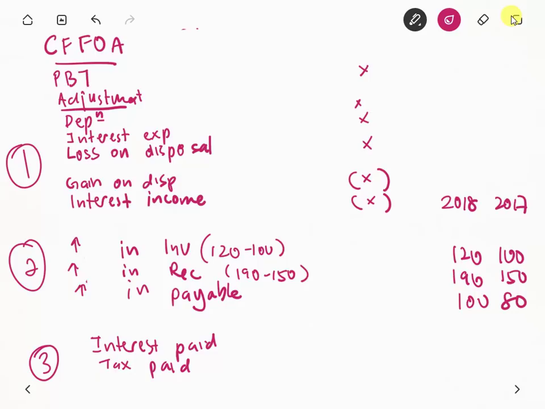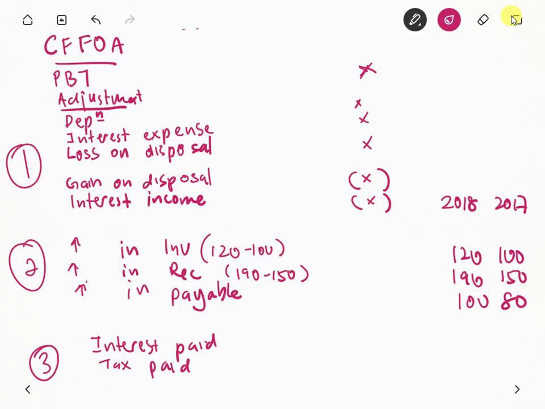Cash flow from operating activities. Adjustment: we add depreciation, add interest expense, add loss on disposal, less gain on disposal, less interest income. These are cash flow adjustments for the operating activities part. So how do we identify profit before tax here? It is after all my income and after all my expenses. That's how we get a profit. So my profit is after the income and expenses, a net profit.